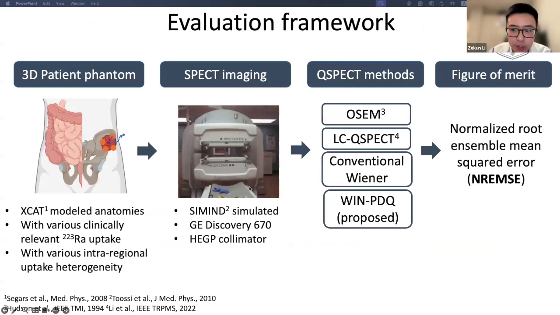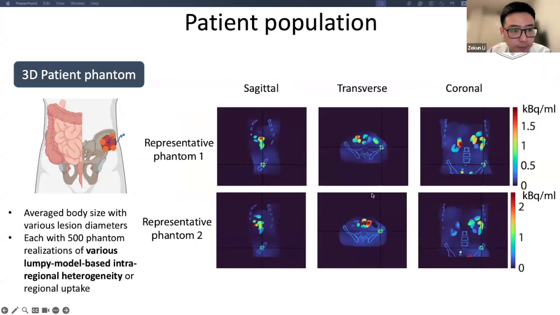The patient was imaged using a simulated SPECT system, and we considered four quantitative SPECT methods: the OSEM image reconstruction-based method, the LCQ SPECT method, the conventional WIN estimator-based method, which assumes homogeneous intra-regional uptake distribution, and the proposed method. We evaluated the normalized root ensemble mean squared error of the estimates.